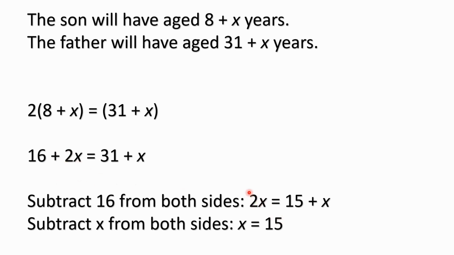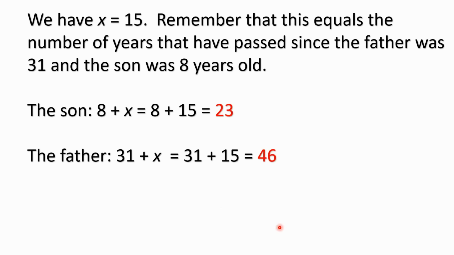So you see here I've got 2x equals, and then 31 minus 16 is 15. So it's 2x equals 15 plus x. And then from here it gets really simple. You just subtract x from both sides of the equation. 2x minus x is just x. 15 plus x minus x, excuse me, would be 15. So we've got x equals 15.